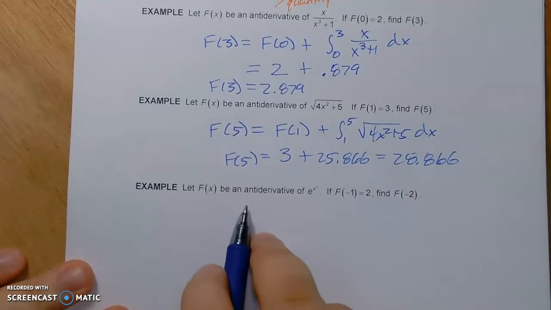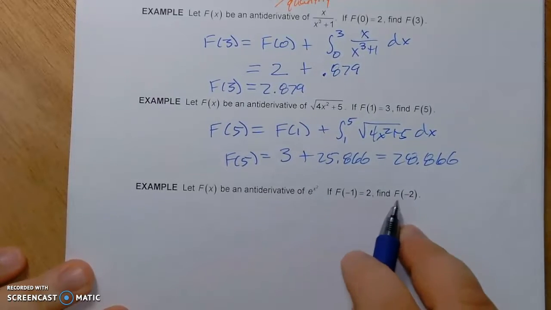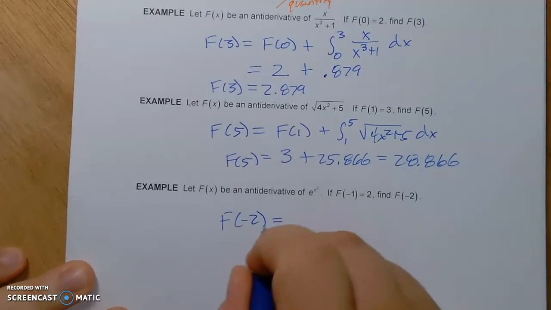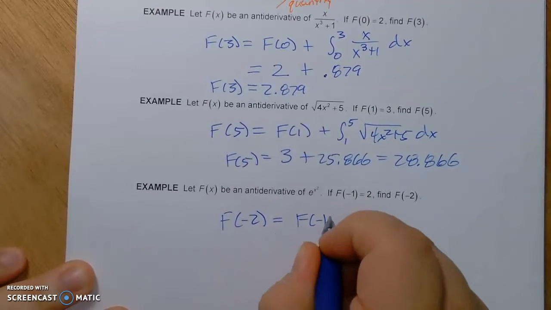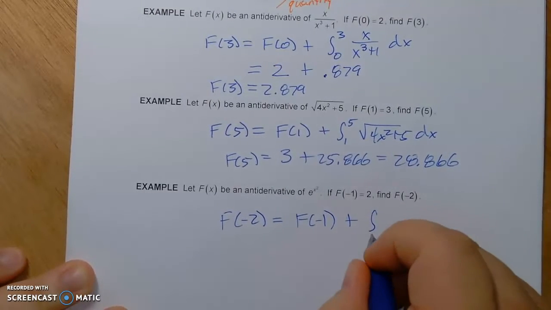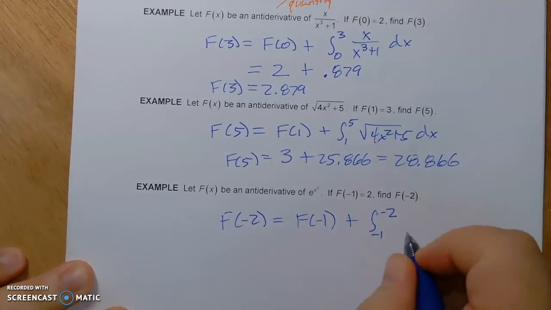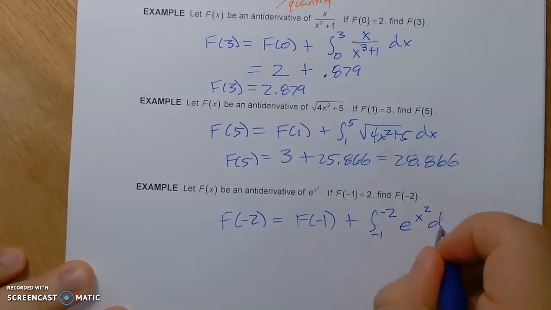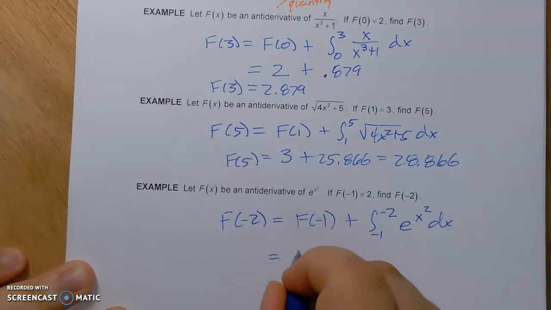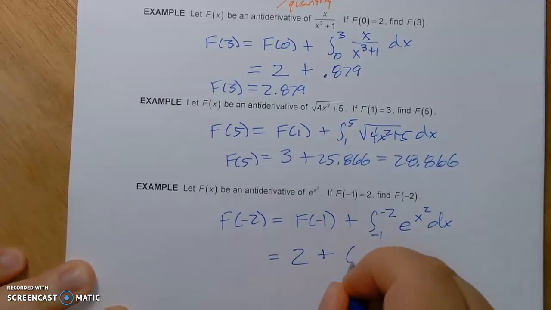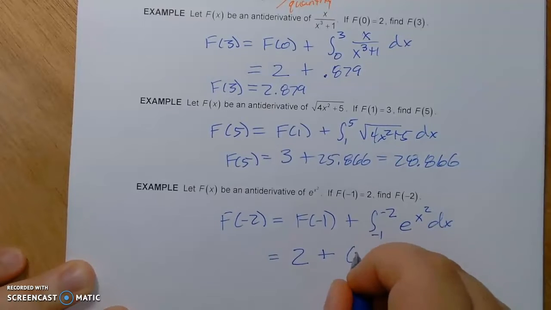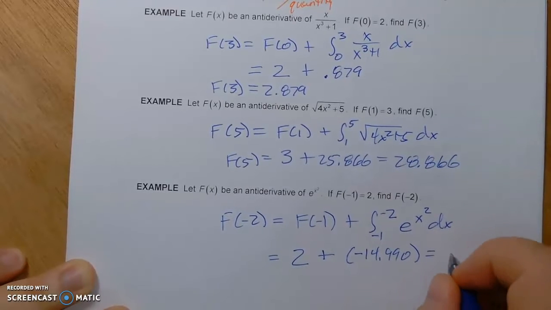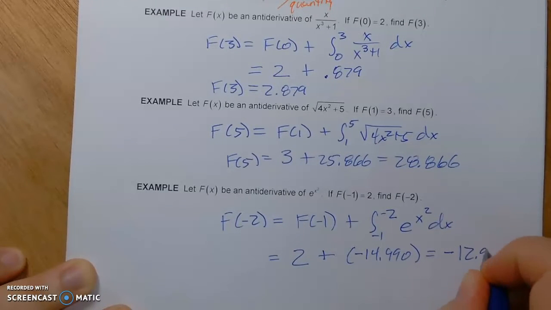Do it one more time. Here's our rate of change. Here's our known value. So we start at -2. No, that's what we're trying to find. Sorry. And we start at -1. We add the change from -1 to -2 of our rate of change, which is e to the x squared dx. So 2 plus, that turns out to be negative 14.990 gives us a value of negative 12.990.